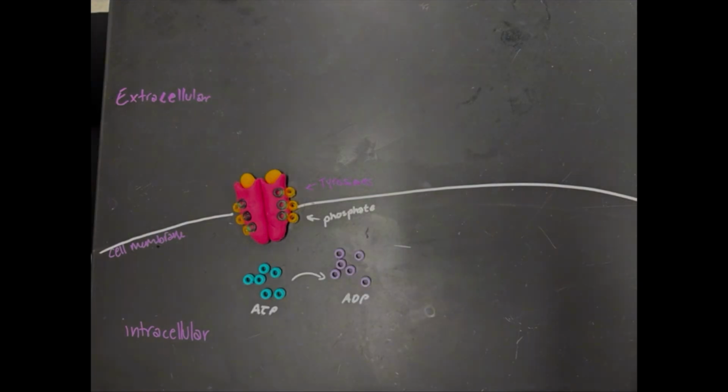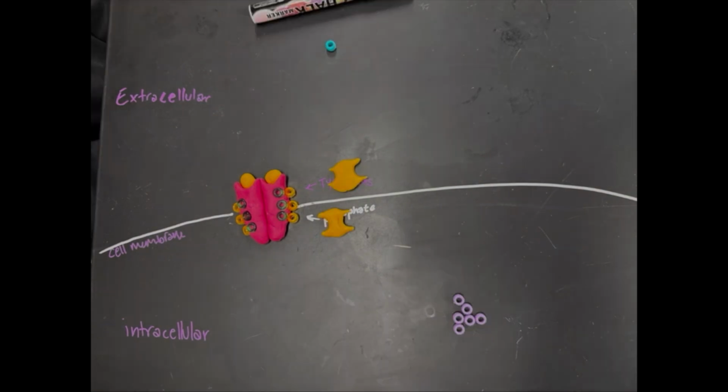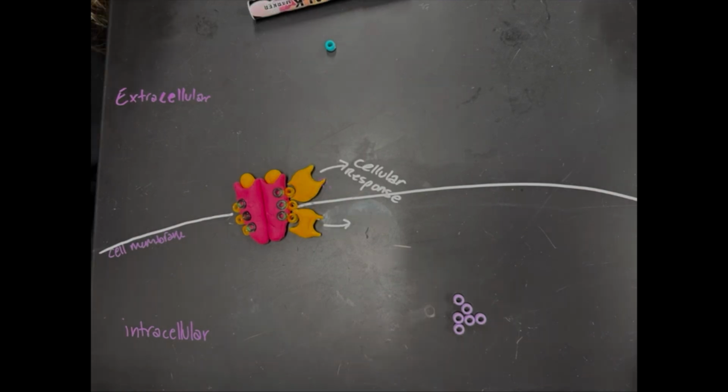From there, a cellular response occurs through the activation of MAPK kinase or MKKK. This enters the nucleus and phosphorylates transcription factors, which transcribe genes, causing cell growth and division.